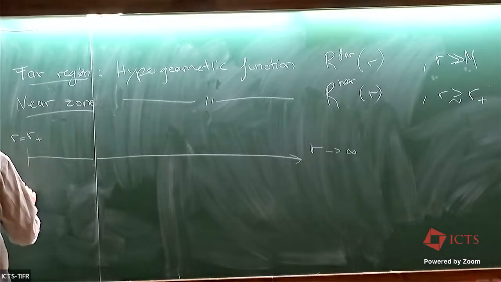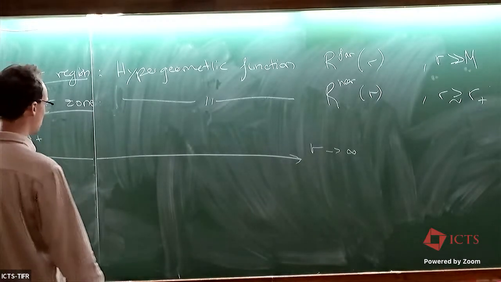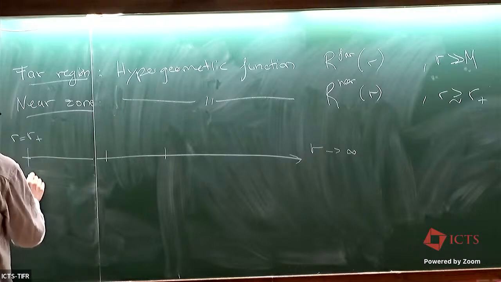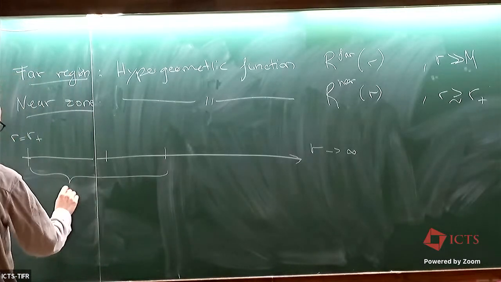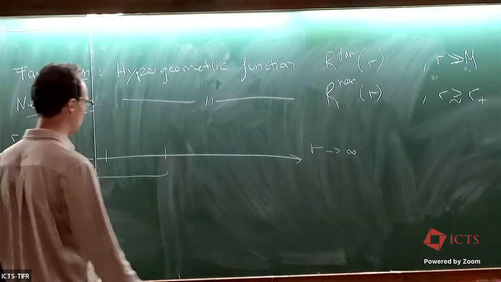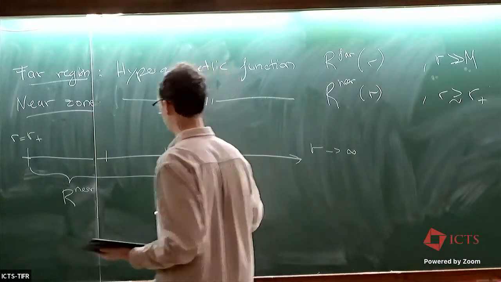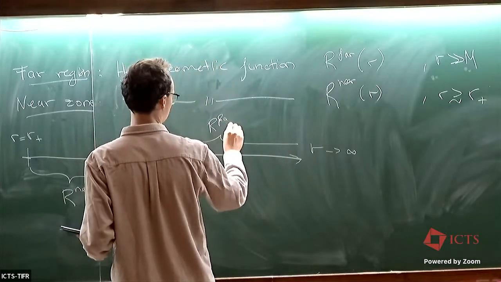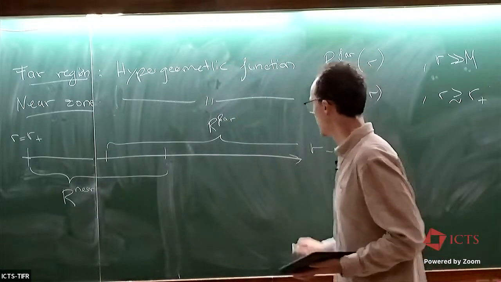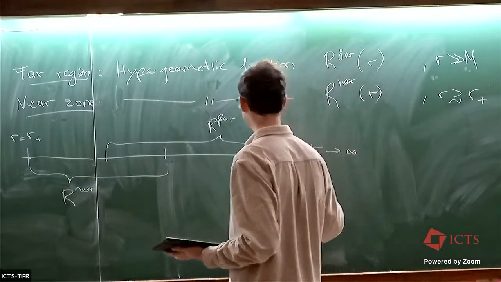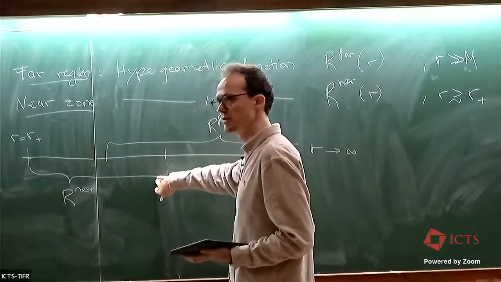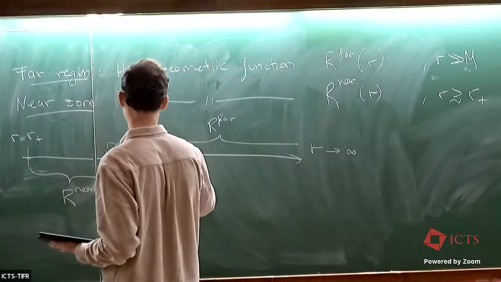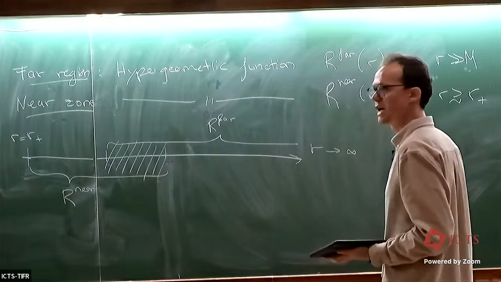R equals r plus corresponds to this. And so the hope is that our near zone solution is valid in some regime up to some distance. And then our far zone solution is again valid at large distances, but up to some regime that overlaps the regime in which the near zone solution is valid. Okay? So we have this overlap region in which we have two solutions.